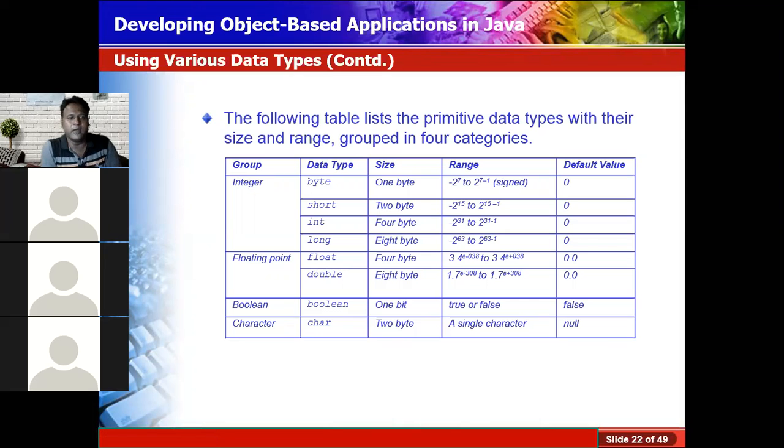Boolean values contain conditional statements, like true false, yes or no. Then the character data type stores char. Character data type is char. Size is 2 byte. If we do not give any value, the default value is null.